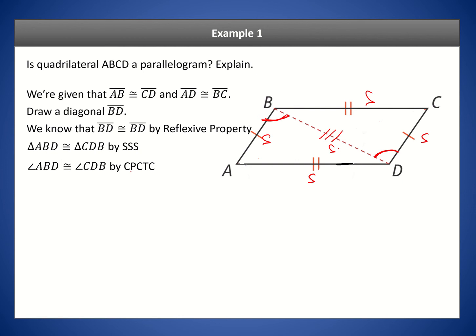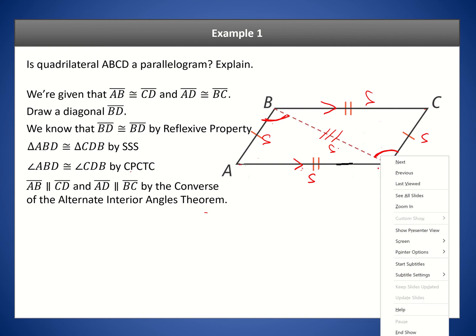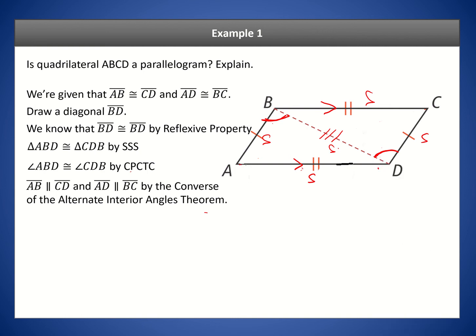Remember that CPCTC stated that if you have two triangles that are congruent, that means corresponding angles are also congruent, and so on. Okay, so now that we know that these are congruent, this actually proves that these lines are parallel. And that's because of the converse of the alternate interior angles theorem. So because of that, we can directly say that BC is parallel to AD in this case. Because remember that these are alternate interior angles here.